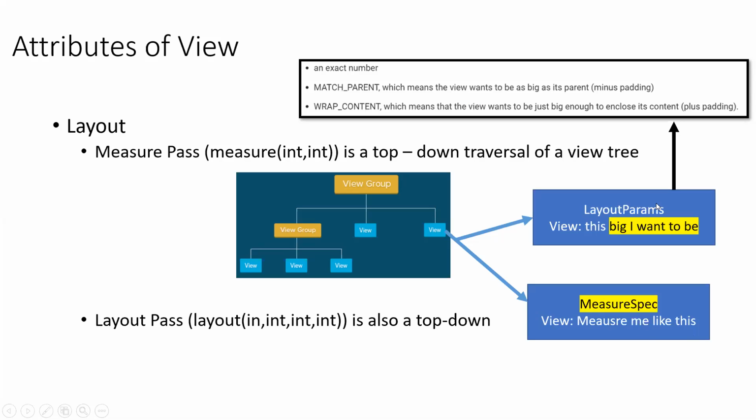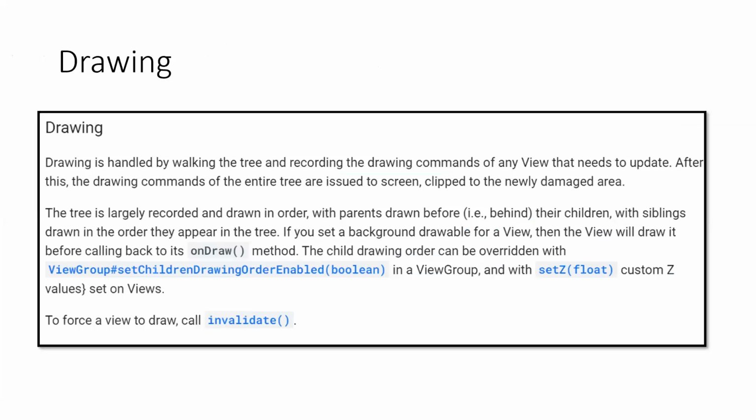Layout params are the desires of a view: this is how big I want to be, how wide I want to be, how high I want to be. The layout pass is also a top-down pass, which is responsible for laying out after getting the values from the measuring pass. It lays out those values and draws them over the screen.